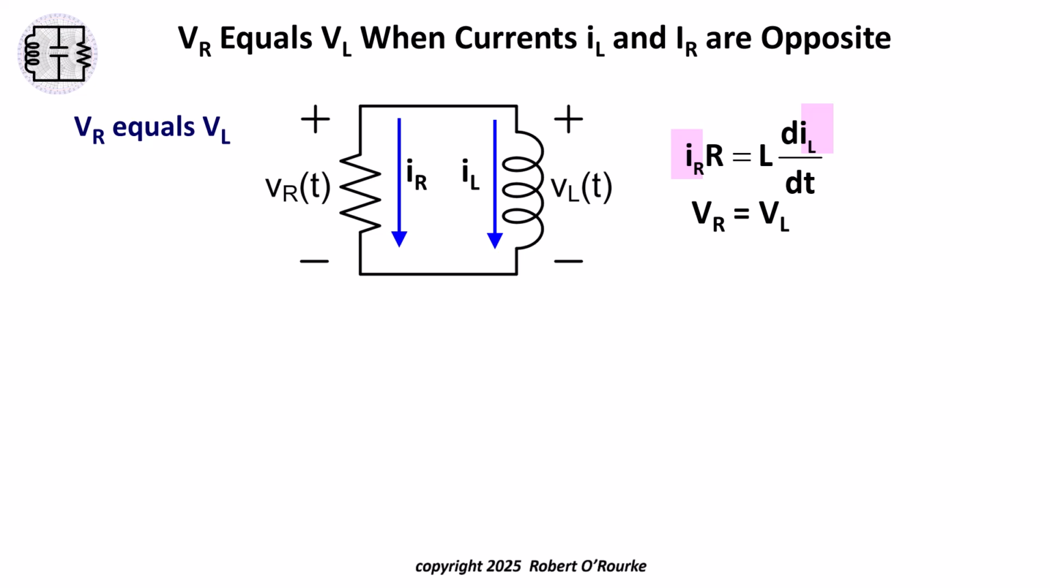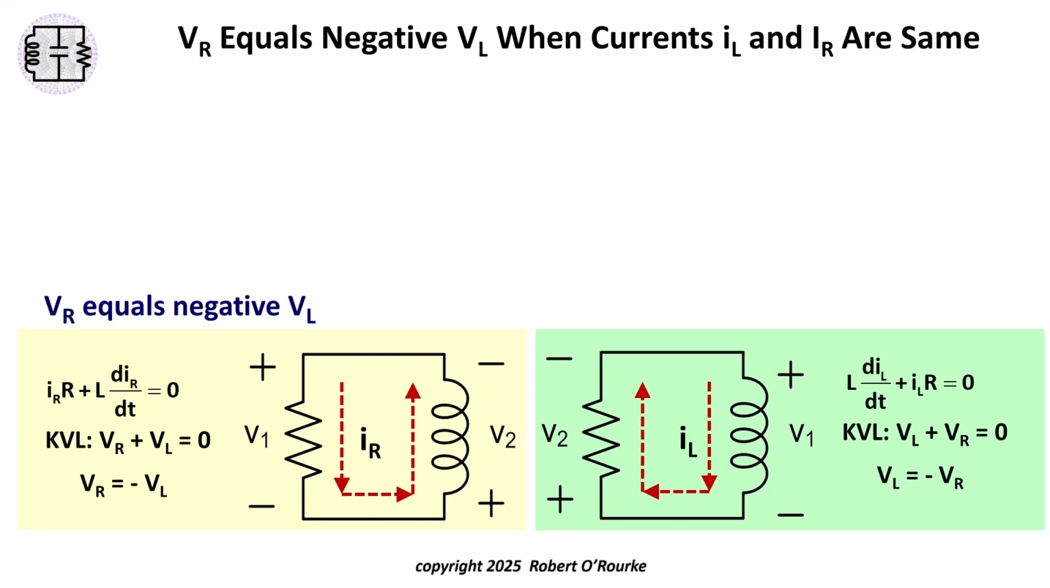The answer is in the reference polarity. Look at the direction of the current. V sub R equal to V sub L corresponds to resistor and inductor currents that are opposite one another in the circuit. The equality of V sub R and V sub L depends upon opposing current reference directions. V sub R equal to negative V sub L corresponds to equations referencing one loop current direction around the whole loop. The current can go in either direction, clockwise in the light green box on the right, or counterclockwise in the yellow box on the left.